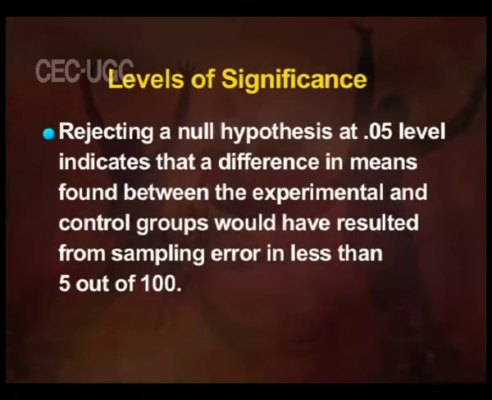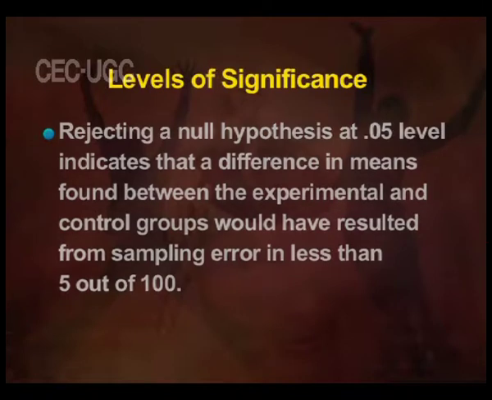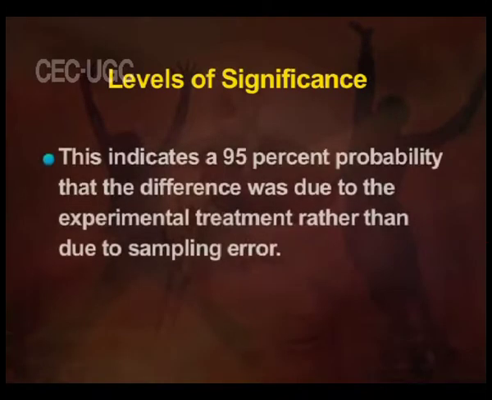Rejecting a null hypothesis at the 0.05 level indicates that a difference in means between the experimental and control groups would have resulted from sampling error in less than 5 out of 100. This indicates a 95% probability that the difference was due to the experimental treatment rather than due to sampling error.